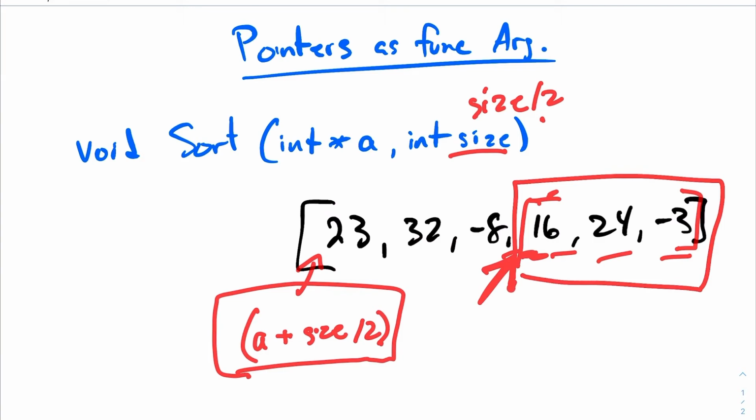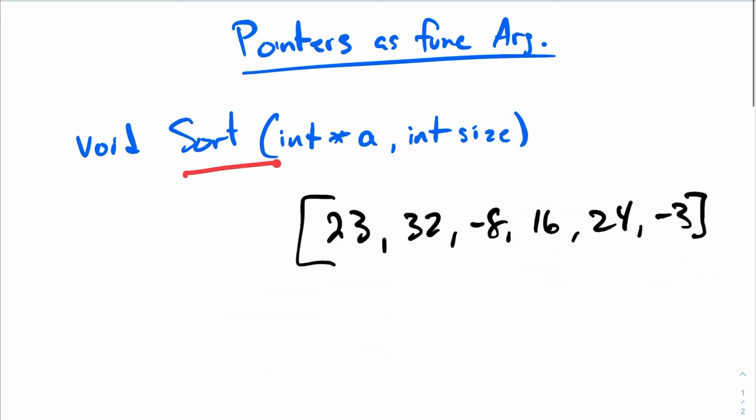If you told me that you want me to sort the entire array, except for the first two elements and the last two elements, okay, that's fine. I can do that too. I will pass into this function a pointer that is at this location, and I will tell it that the size is whatever the normal size is minus 4, 2 for the front and then 2 for the back.